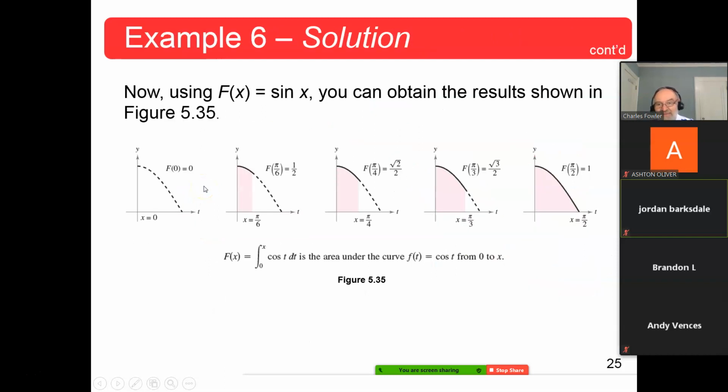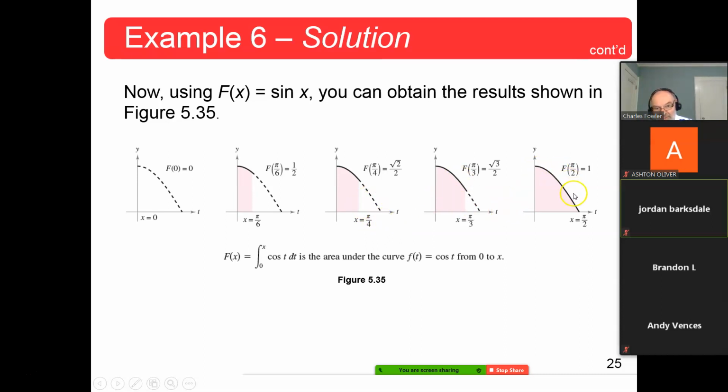And then when you get to 0, you haven't gone anywhere. So the area under there is 0. At pi sixths, you've just gone a little ways here. Your area under here is 1 half. When you go out to pi fourths, the area under here is root 2 over 2. When you go to pi thirds over here, you're up to root 3 over 2.